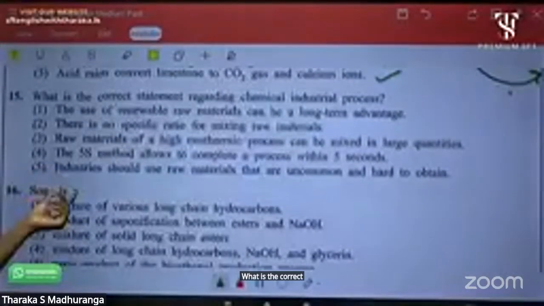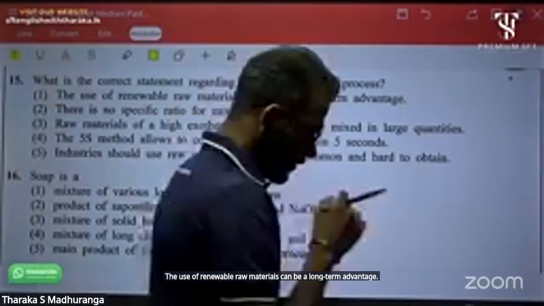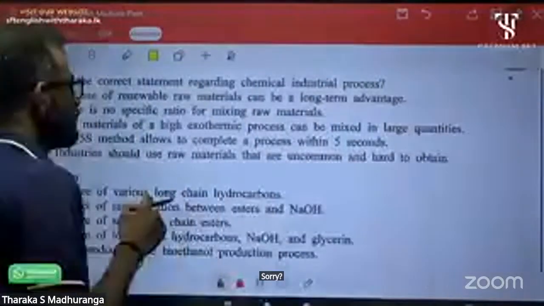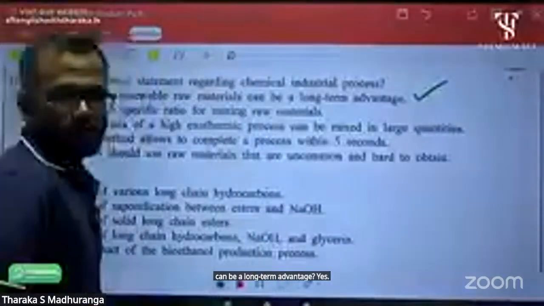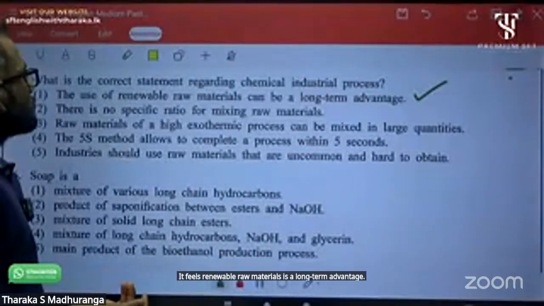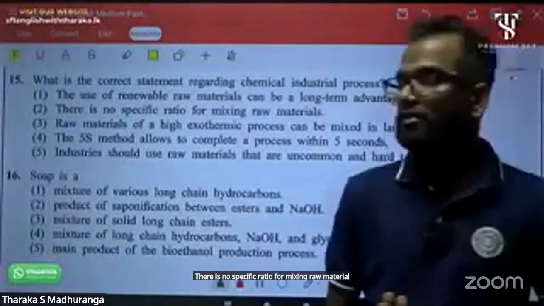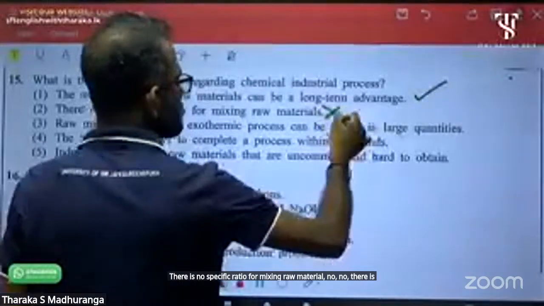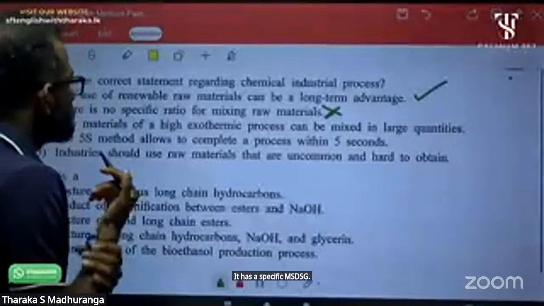What is the correct statement regarding chemical industrial processes? The use of renewable raw materials can be a long-term advantage. Yes, if you use renewable raw materials, it's a long-term advantage. There is no specific ratio for mixing raw materials? No, there is a specific ratio. We can't mix raw materials as we wish. It has a specific MSDS scheme and specific methods.